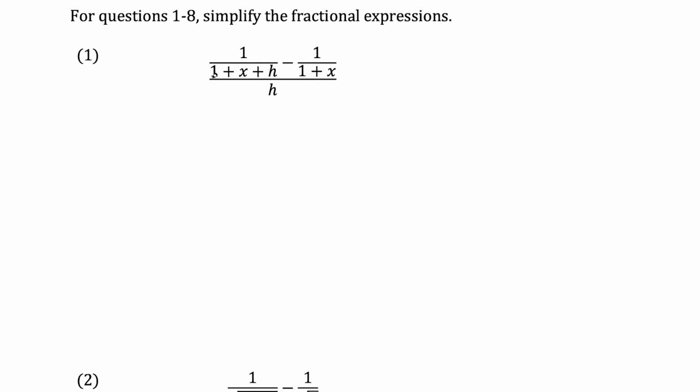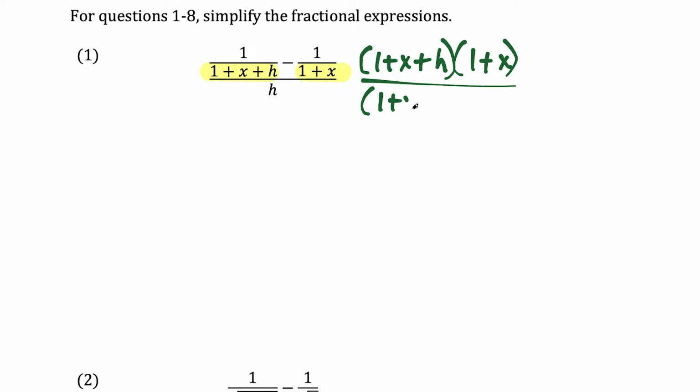So for this first example here, notice that we have a fraction and a fraction. So I want to get rid of these denominators here. And the way we're going to do that is we're going to multiply the top and bottom of the entire fraction by 1 plus x plus h and 1 plus x. Okay, so that's going to get the fractions in the numerator to simplify. So let's go ahead and do that.